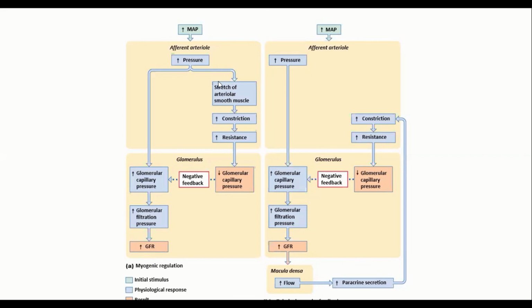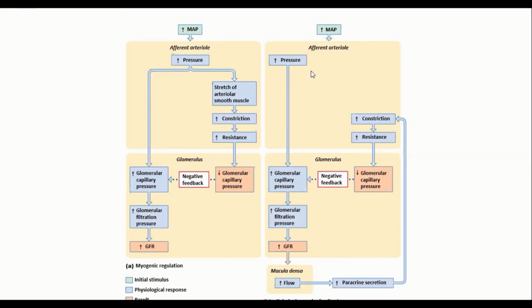So here we see the regulation via the smooth muscle. So that high pressure stretches the smooth muscle, and the smooth muscle constricts in response. So that's this part. And then the constriction increases the resistance, which decreases the capillary pressure because it basically decreases the flow there. So this is negative feedback that will then lower the filtration pressure and lower the glomerular filtration rate.